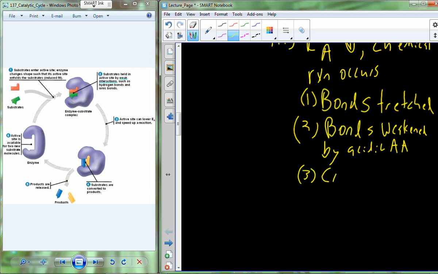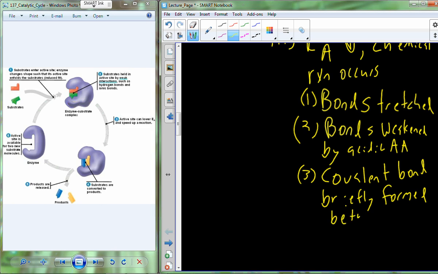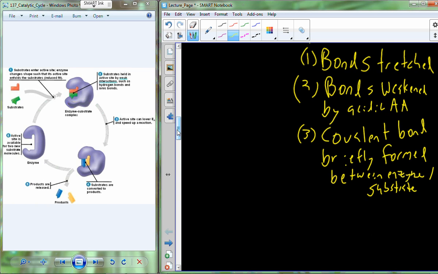Another thing that may happen is the covalent bond that exists between the substrate may be briefly dissociated and then formed between the enzyme and the substrate. So we may take that covalent bond and it breaks because it forms with the enzyme, and then the reactant is formed as the enzyme releases that covalent bond.